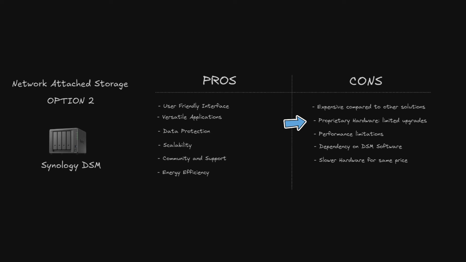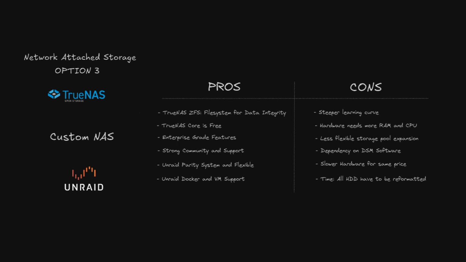They use proprietary hardware, which limits upgrades. It has performance limitations compared to building your own system. And it's also dependent on the Synology or QNAP software. You pay a premium for slower hardware for the same price. Plus, I would have had to have gone out and spent almost $800 to get something decent. So this led me to option 3.